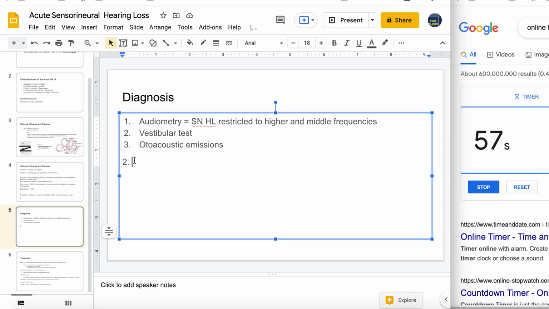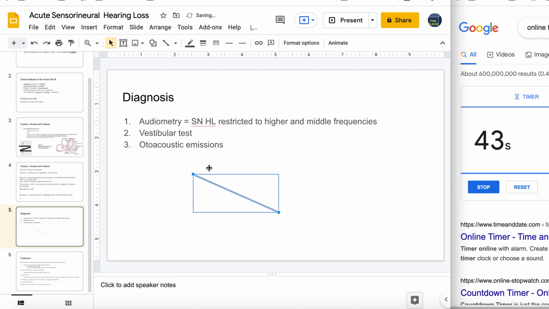Over here, guys, we have how you're going to diagnose this: audiometry. In audiometry, you're restricted to middle and higher frequencies. You're going to see the graph looks somewhat descending. If I were to draw the graph, it would kind of be like this. As the decibels and the frequencies increase, the graph would be declining.